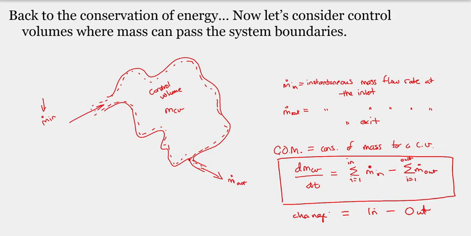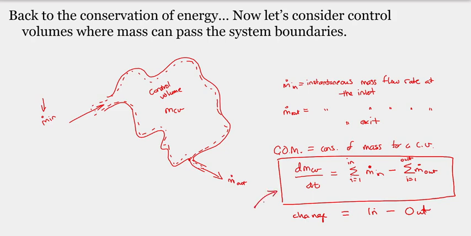In the limit that nothing enters the system or leaves the system, you have simply dm_CV/dt equals 0, which tells you the mass is a constant. So again, in the limit that no mass passes the system boundaries, we recover the control mass system. Okay, so that's the conservation of mass. This is in its most general and differential form.